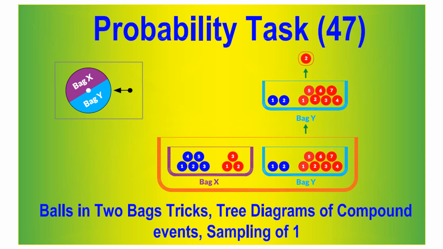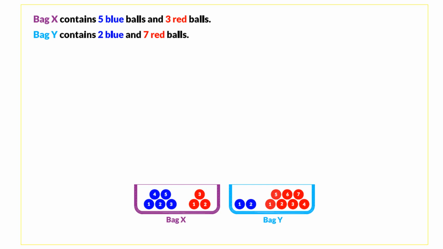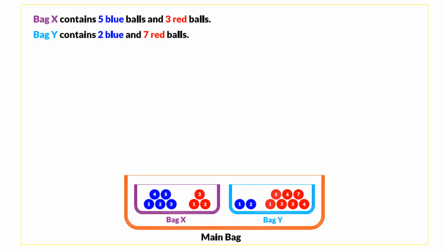In this video, we will study balls in two bags tricks using three diagrams of compound event with sampling of 1. So let us start. Bag X contains 5 blue and 3 red balls, and bag Y contains 2 blue and 7 red balls. So both of them are contained in the main bag.